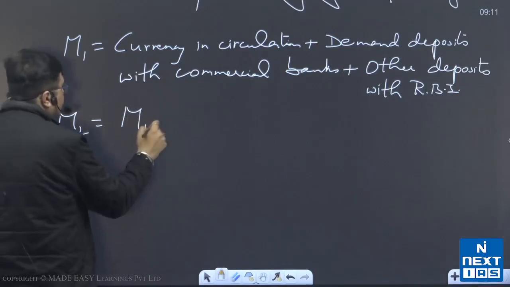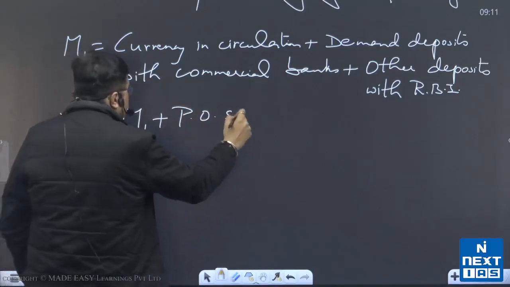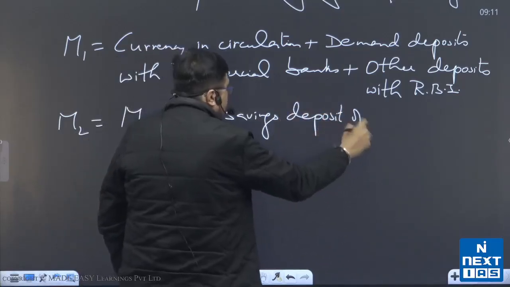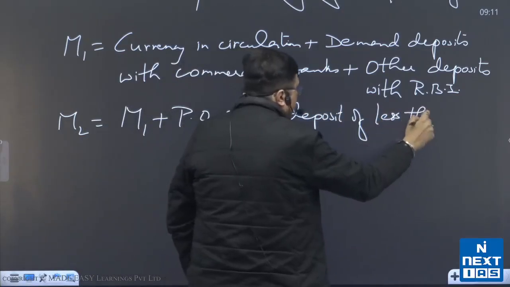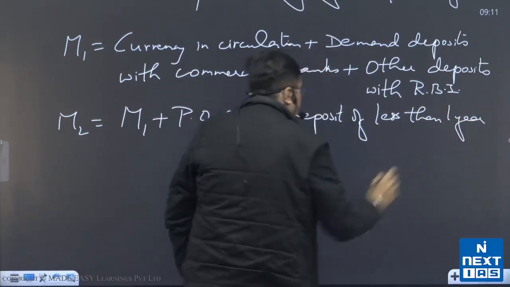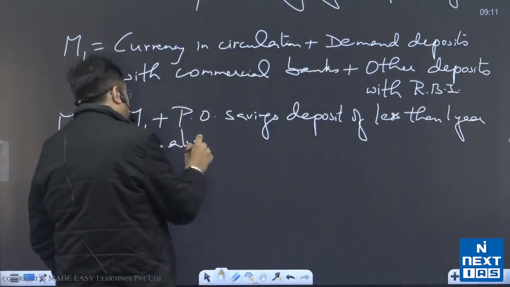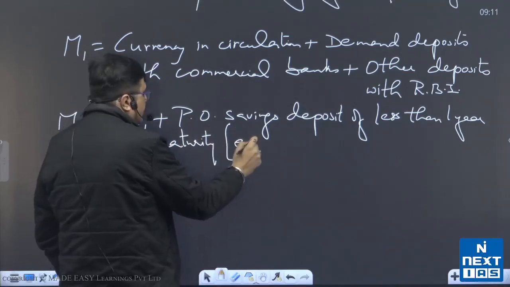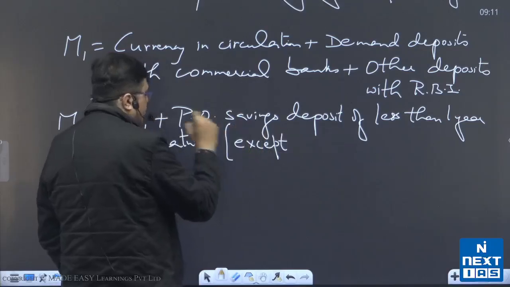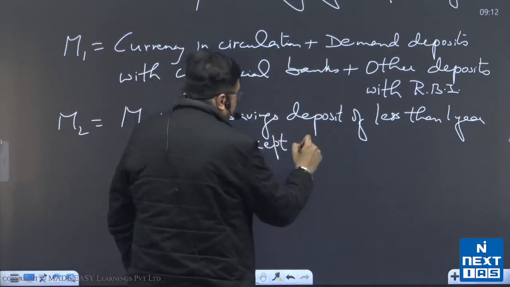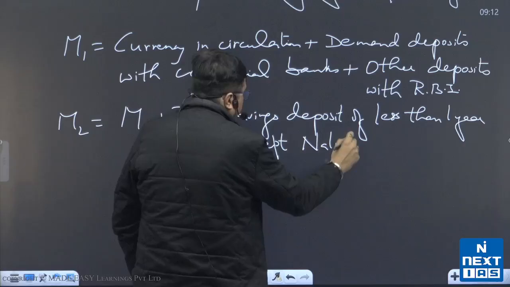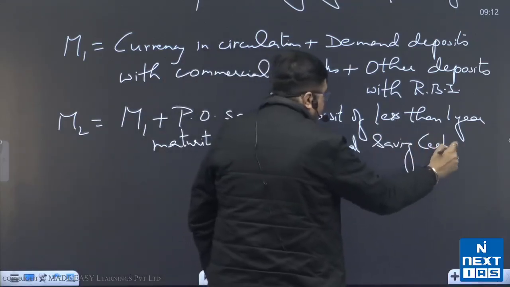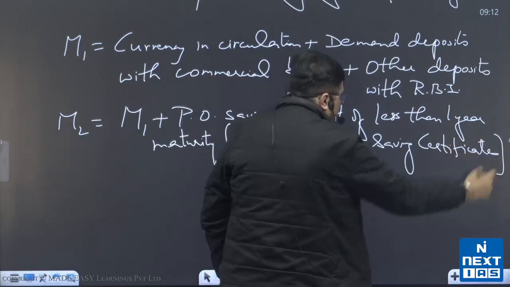M2 is M1 plus post office savings deposit of less than 1 year maturity. Post office savings deposits, except National Savings Certificates. I'll explain this to you.